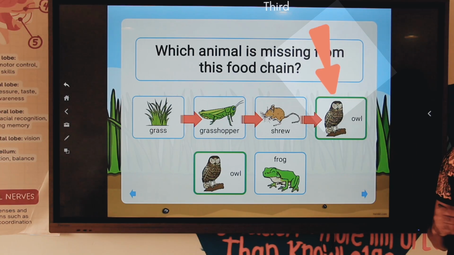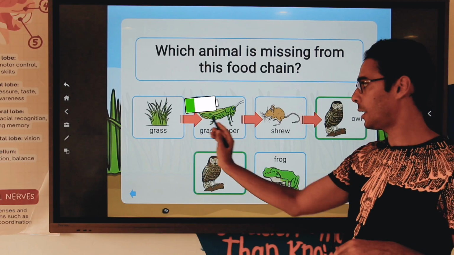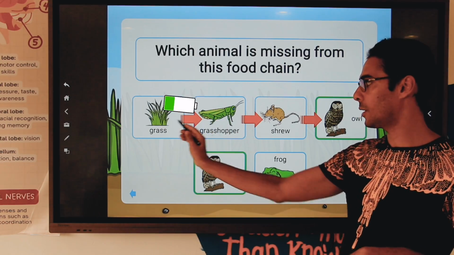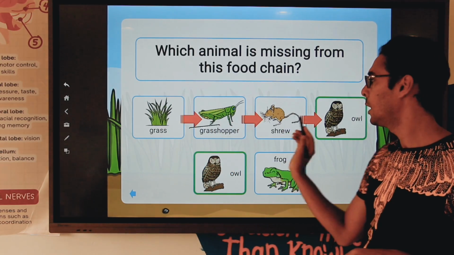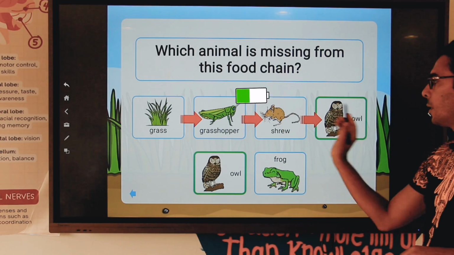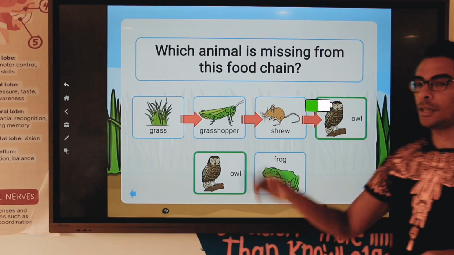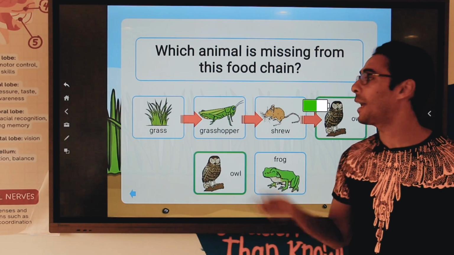the secondary consumer. Anyway, the grasshopper gets the energy from the grass, so the energy flows from the grass into the grasshopper. Then the energy flows from the grasshopper into the rat. Then it moves from the rat into the owl. So we have here an energy flow, so we have an energy chain.